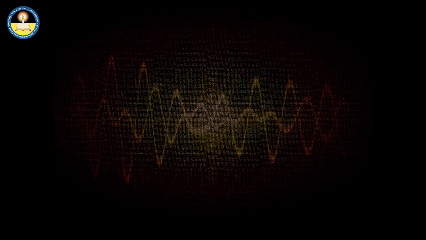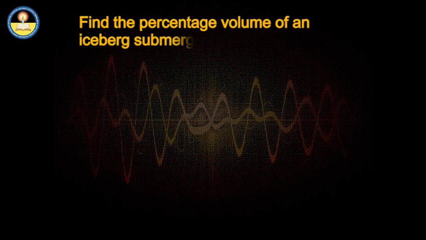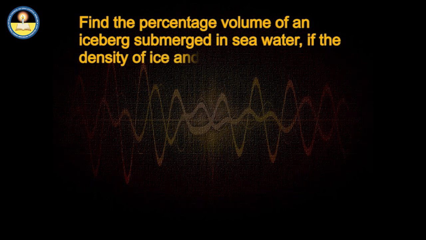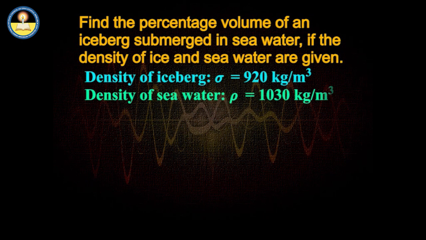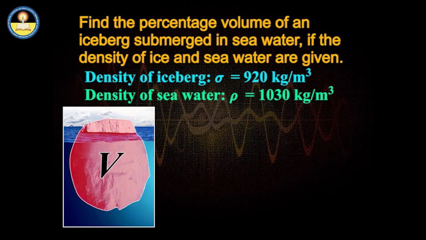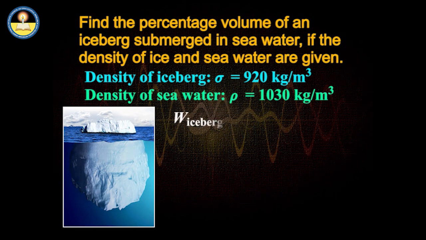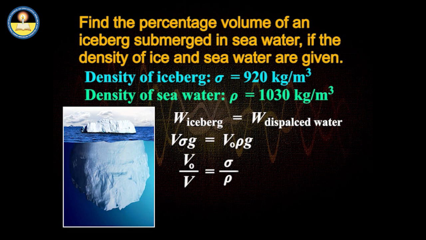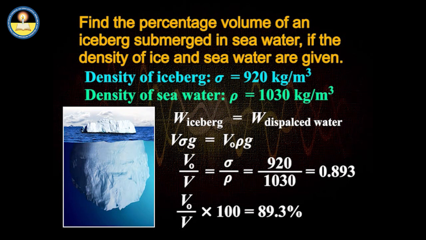In our next problem, find the percentage volume of an iceberg submerged in seawater if the density of ice and seawater are given. If V is the volume of the iceberg and V0 is the volume of the immersed portion of the iceberg, then according to Archimedes' principle, the weight of the iceberg is equal to the weight of the displaced water. Therefore, the ratio of submerged volume and total volume is equal to the ratio of the density of the iceberg and the density of seawater, and the percentage volume of the iceberg submerged in sea comes out to be 89.3%.